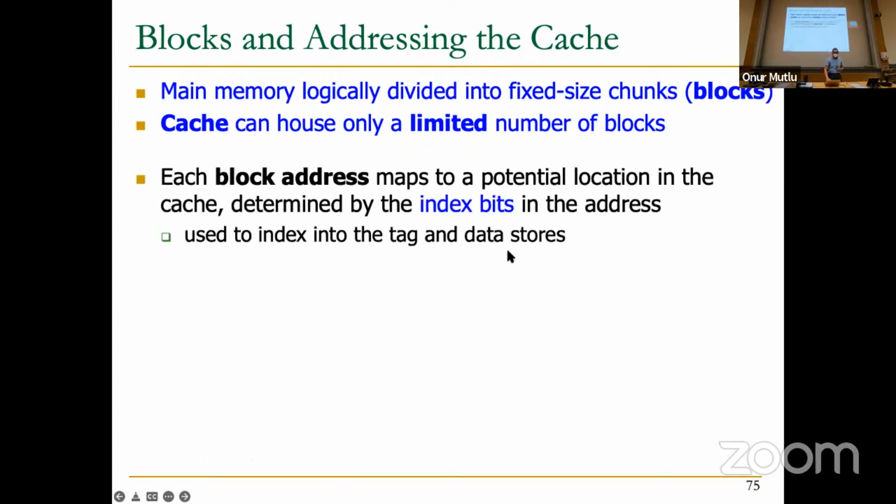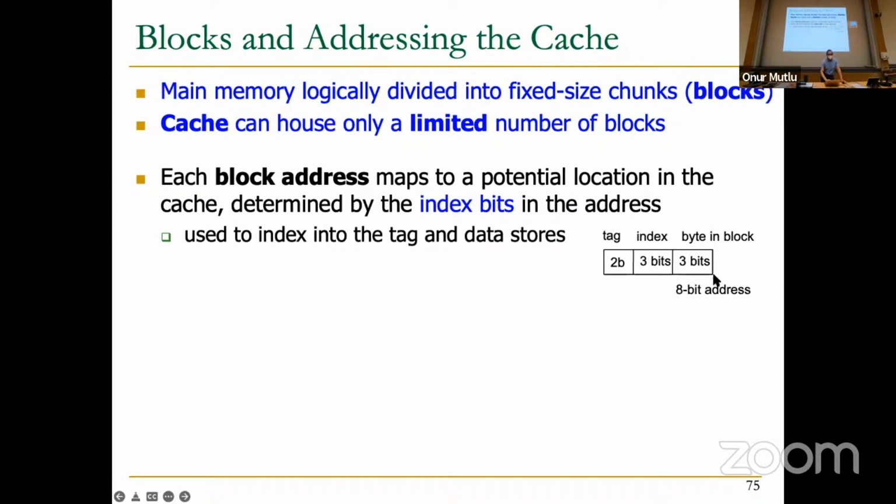And essentially, you take the block address and map it to a potential location in the cache. The mapping function is really a function of the index bits in the address. So you take some bits, and those form your index. And that index is used to index the tag and data stores, okay? So this is one function.